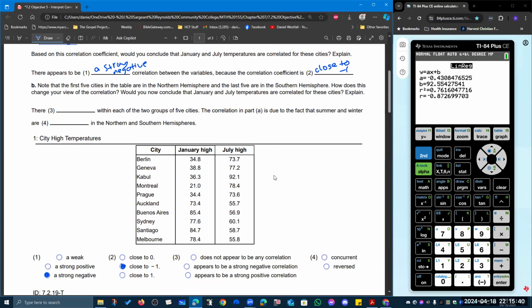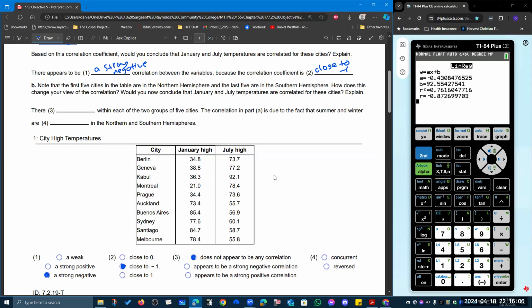Note that the first 5 cities in the table are in the northern hemisphere and the last 5 are in the southern hemisphere. How does this change your view of the correlation? Would you now conclude that January and July temperatures are correlated for these cities, and explain? There does not appear to be any correlation.